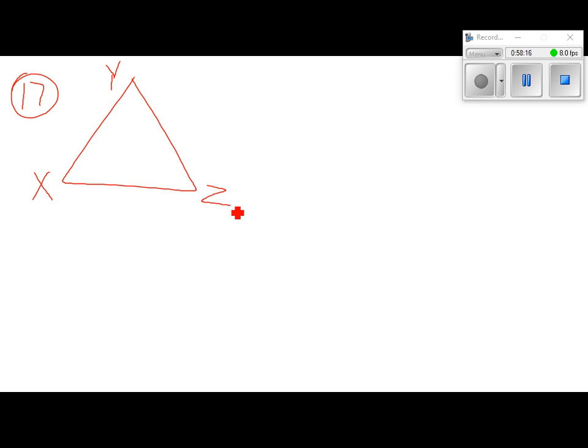What did they tell us about our triangle? The lengths of the sides of the plot are 320 feet. So 320, where does that go? X, Y, I guess. Here? Yeah, it doesn't really matter.